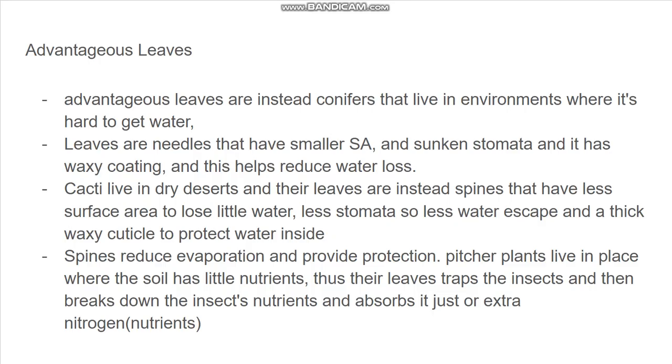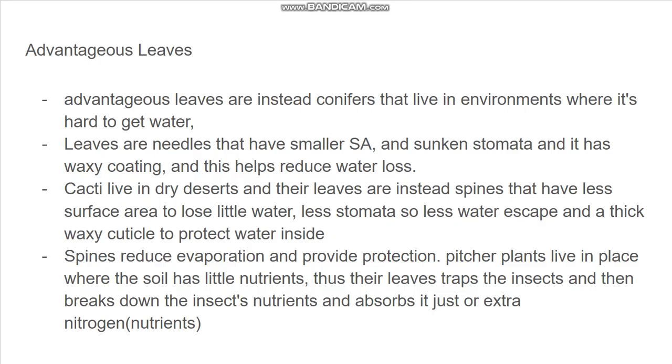They have less surface area and they have a thick waxy cuticle. So thick waxy cuticle, fewer stomata, and less surface area. And then next we have spines, and they reduce evaporation and provide protection.